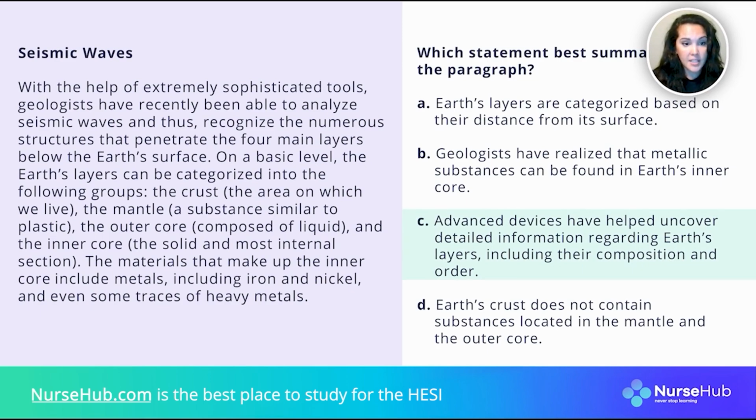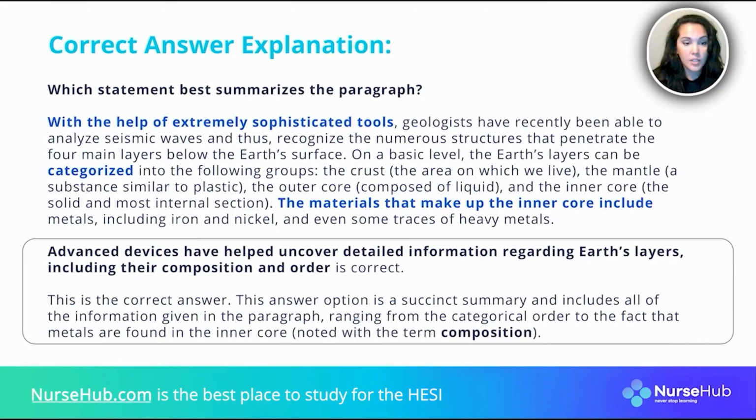It reads, advanced devices have helped uncover detailed information regarding Earth's layers, including their composition and order. So this is the correct answer. The answer option is a succinct summary and includes all of the information given in the paragraph, and it ranges from categorical order to the fact that metals are found in the inner core of the Earth, and this is noted with the word composition. I've highlighted evidence throughout the paragraph for you to help show you that this answer choice is correct.